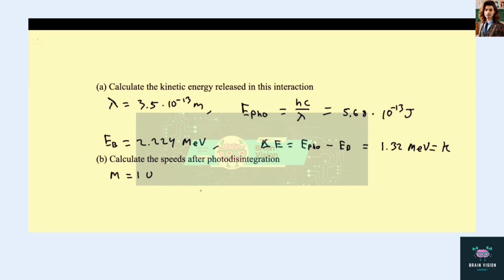Now, to calculate the speeds after photodisintegration, we can use the fact that the kinetic energy is equal to 1/2 mv squared. Now we simply solve for v, which is the square root of twice the kinetic energy over the mass, which we take to be 1 atomic mass unit for each of the two sections. And plugging in numbers, we get a value of 1.13 times 10 to the 7 meters per second. And those are our final answers.